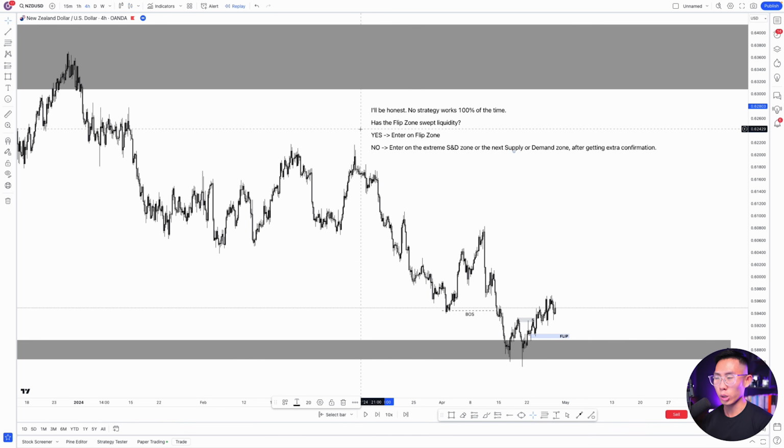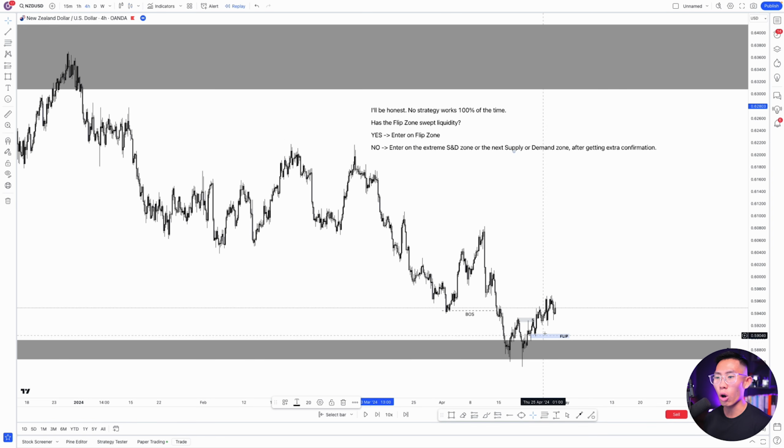When in doubt, just ask yourself, has the flip zone swept liquidity? Because the market moves based on liquidity. If smart money want to enter for a buy position, they need a large amount of sell orders. And they can only get that from you guys, from your stop loss, from the liquidity inside the market. So ask yourself this question, has the flip zone swept liquidity?